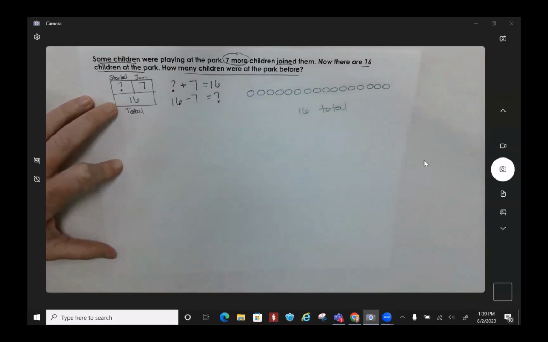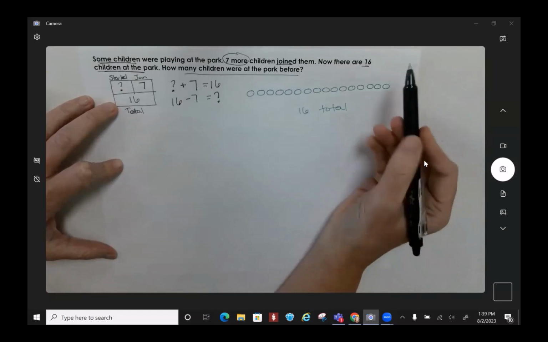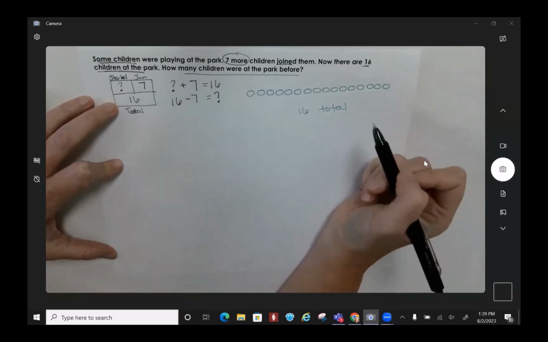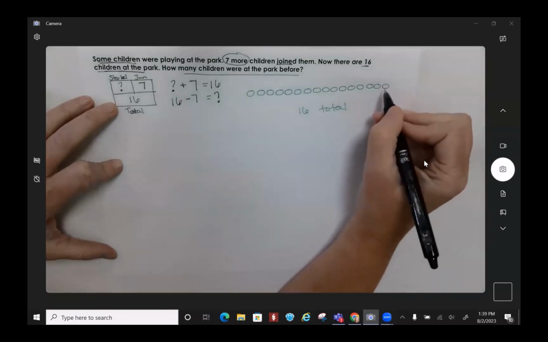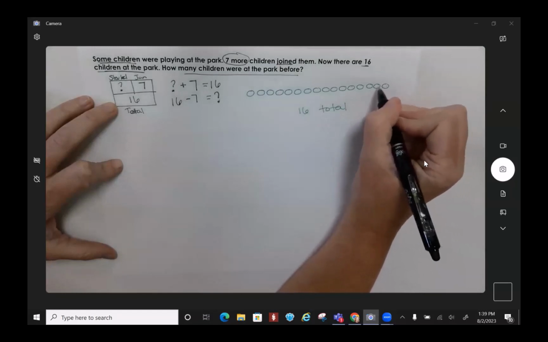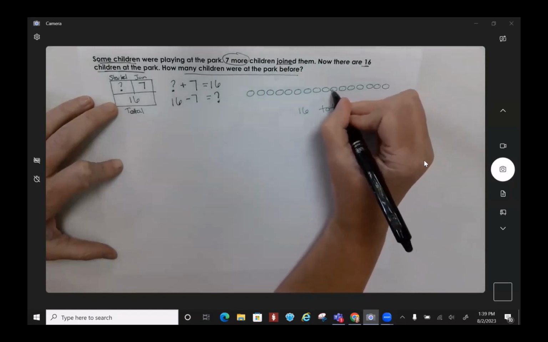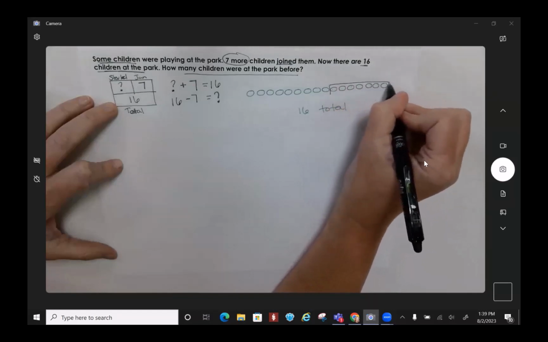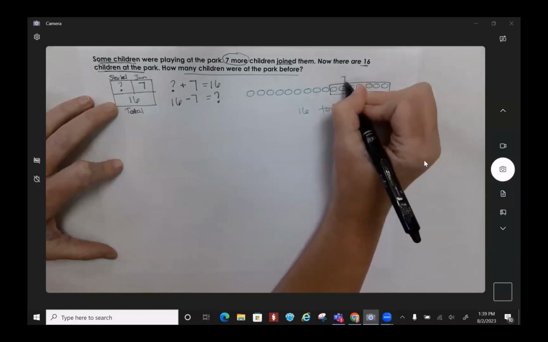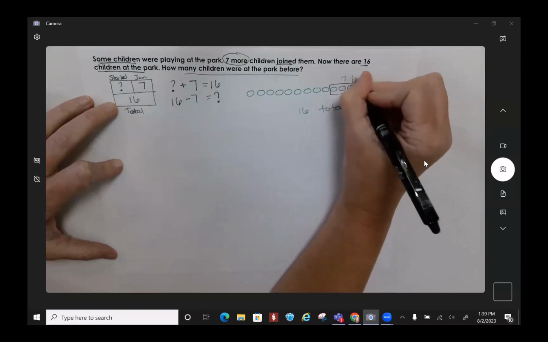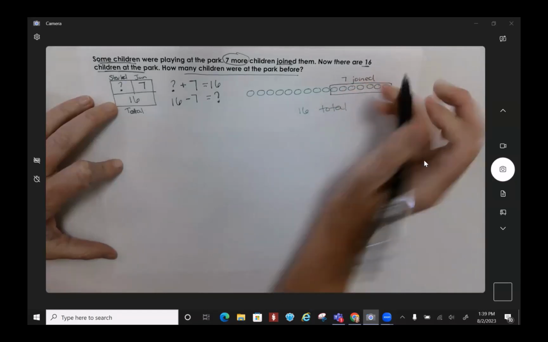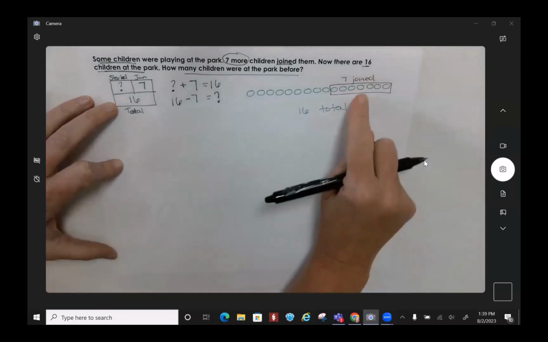Out of the 16 total students, I know that 7 would be the number that joined. So I am going to show the 7 kids that joined in a group. 1, 2, 3, 4, 5, 6, 7. So these 7 are the ones that joined the other students at the park.